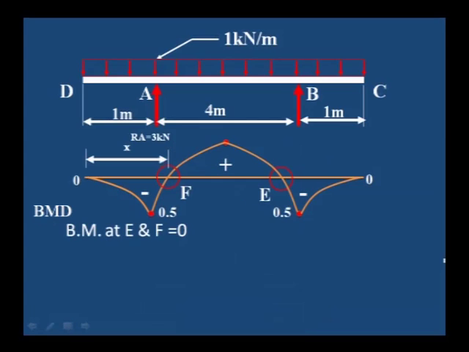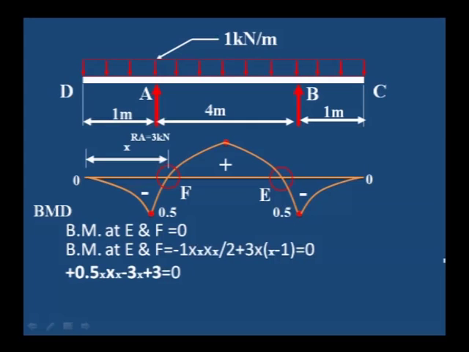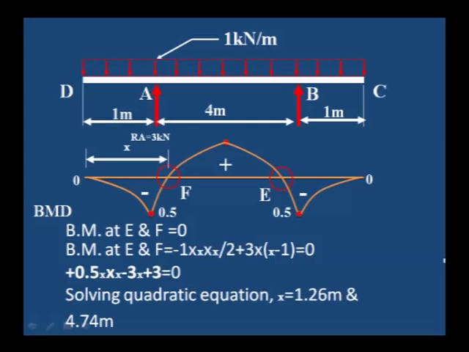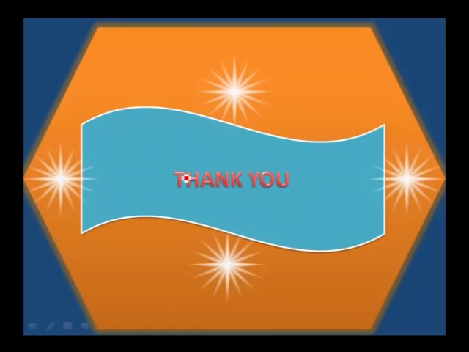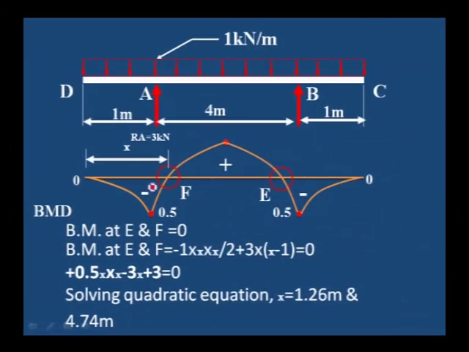We have to find the point of contraflexure. First, considering the left side, we will get 4.74 by equating the total moment about F equal to 0, and similarly you can calculate the point of contraflexure on the right side, or since it is a symmetrical loading, x will be the same for the right side as well as the left side. You will get a quadratic equation. From that you can solve the problem.